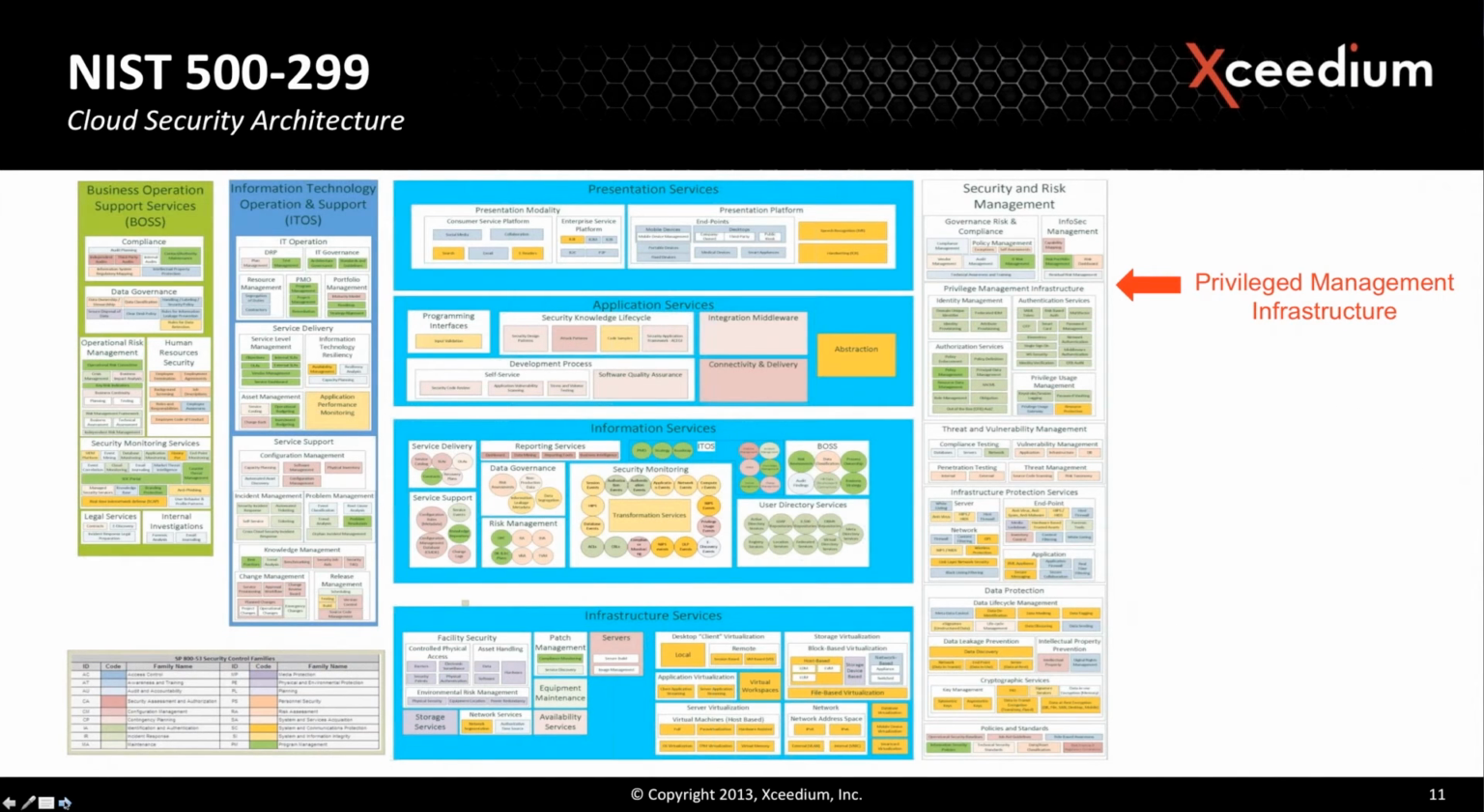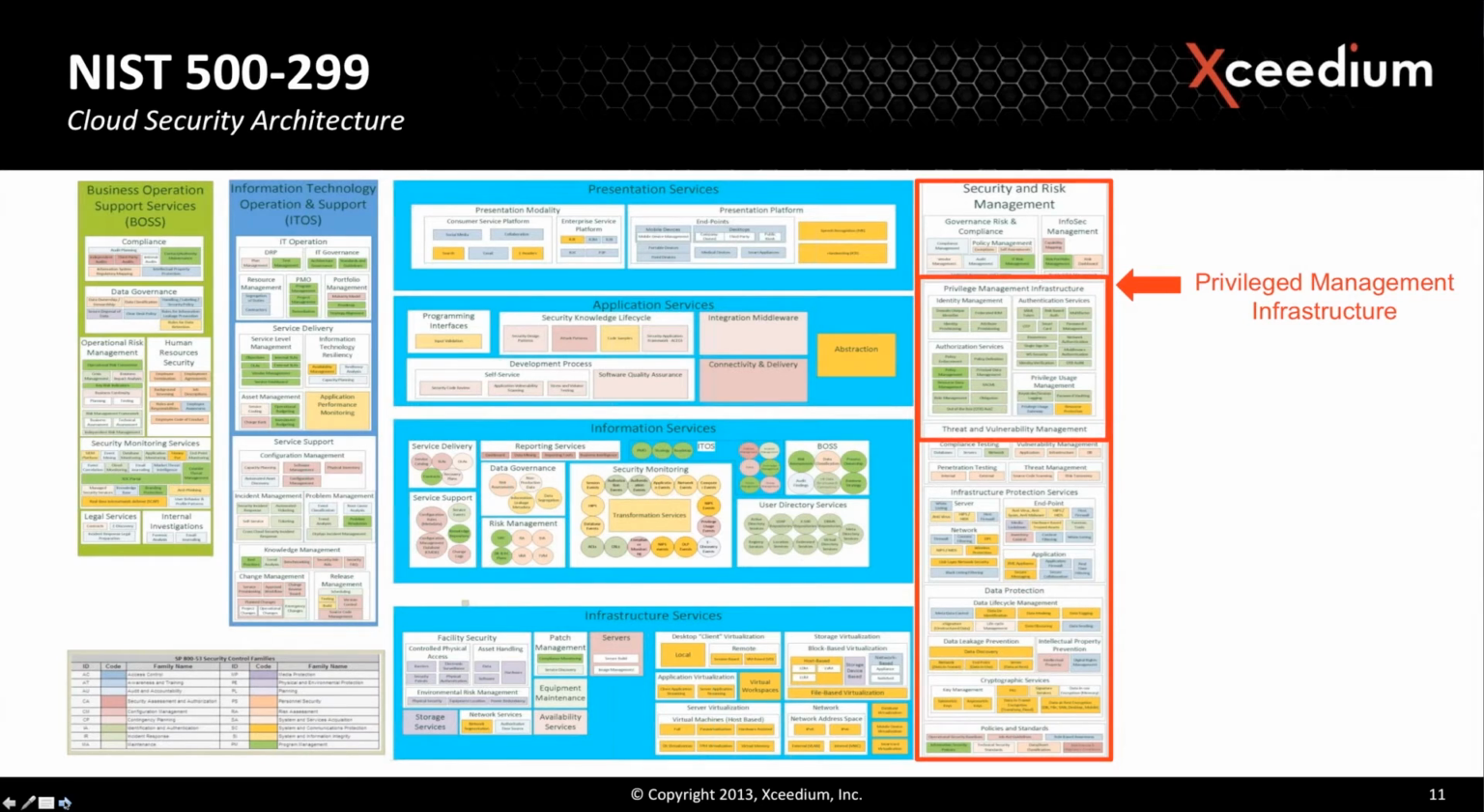Interestingly, another one that is newer is NIST Special Publication 500-299, which is their cloud security architecture. And very interestingly, they've got a specific section on security and risk management, but even more interestingly, they've got a dedicated section on privileged management infrastructure. They thought so highly of this as a risk that they captured that at the same level, if you will, as threat and vulnerability management, which is also a section there.